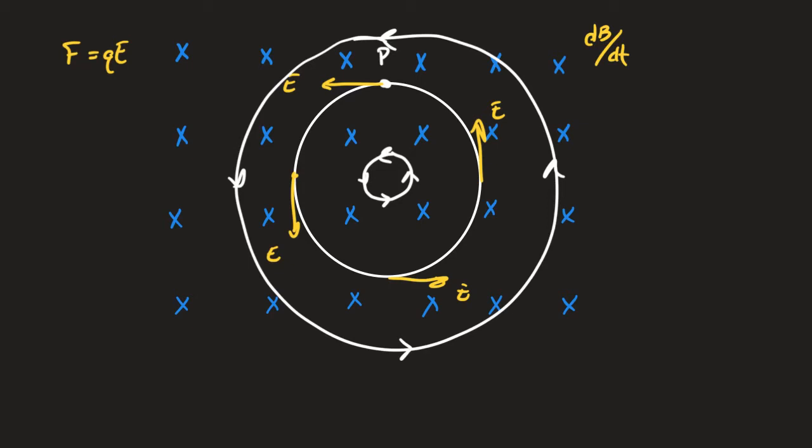This electric field is real. It's not just because there's a conductor there. Any changing magnetic field produces an electric field. It is a circular electric field, which means there are now two ways to produce an electric field.